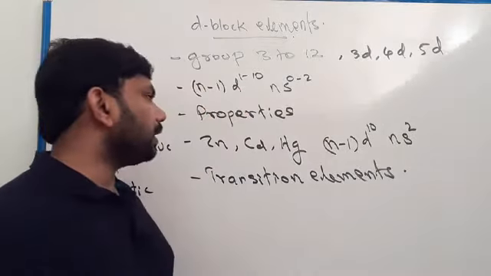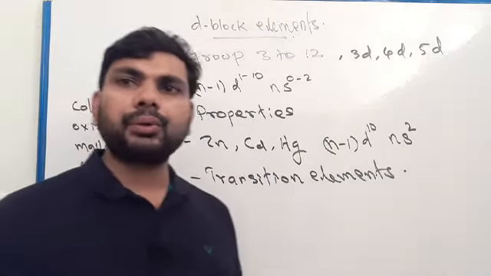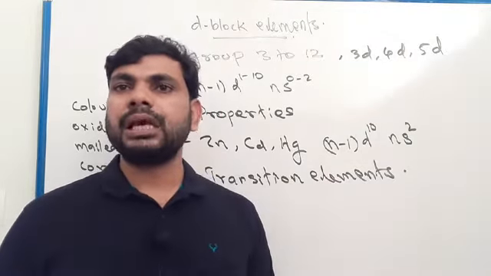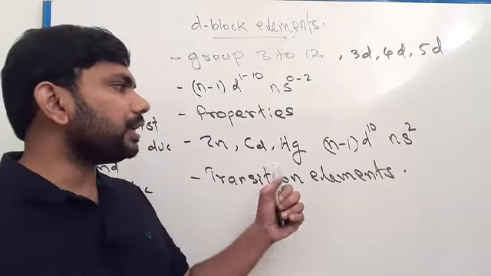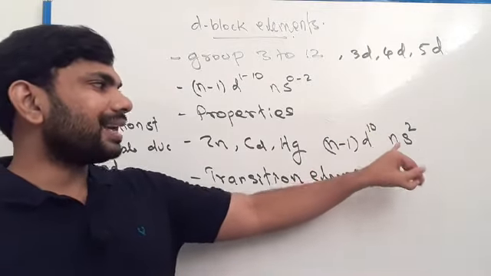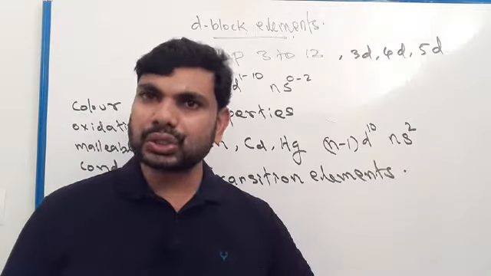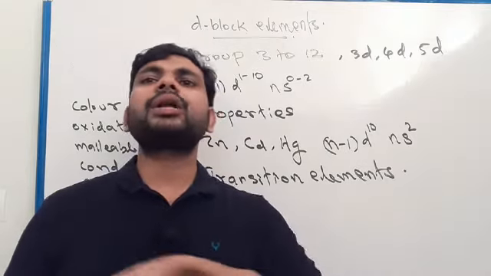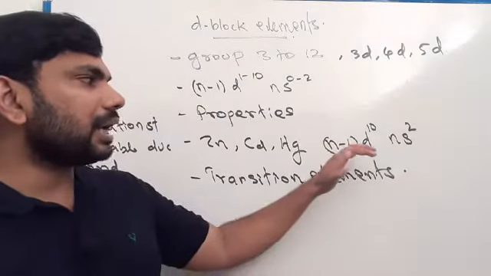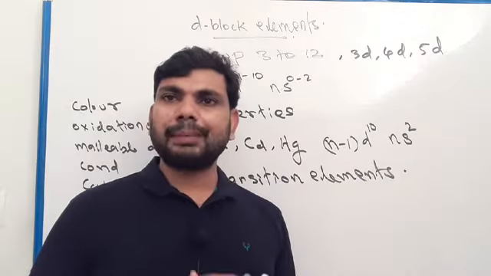Clear? So here you have to understand that zinc, cadmium, and mercury do not show the properties of D block elements, because they have a complete outer shell electron configuration. In the d orbital there are 10 electrons, and in the s orbital there are 2 electrons. Zinc, cadmium, and mercury are in the D block, but they do not show the properties of D block elements because they have a complete electronic configuration. So these are the things we have to understand about D block elements.